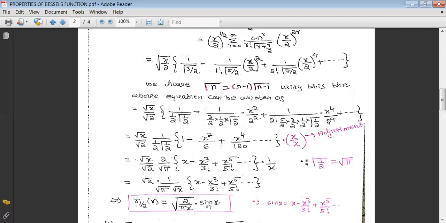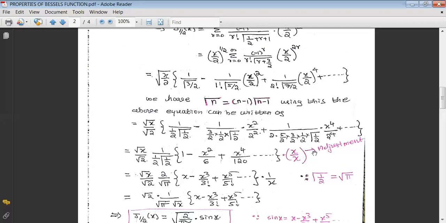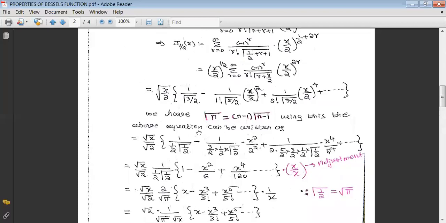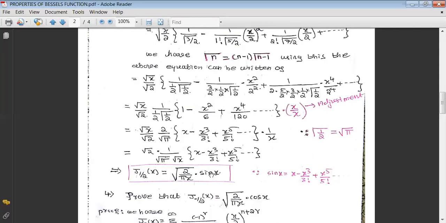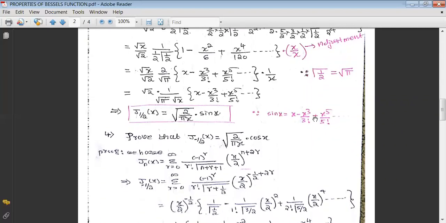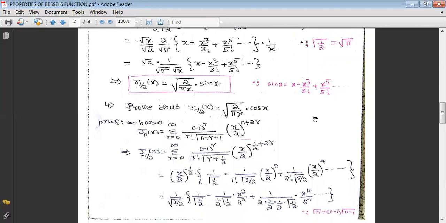And here the important fact we have to note is that we are using two important results of gamma. One is gamma n equals n minus 1 into gamma n minus 1, and the other is gamma half is root pi. And this is the adjustment in order to put this curly bracket in terms of a standard function such as sin x. These are the things we have to keep in mind. That was the first problem on Bessel's function.